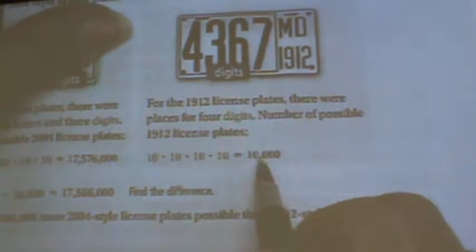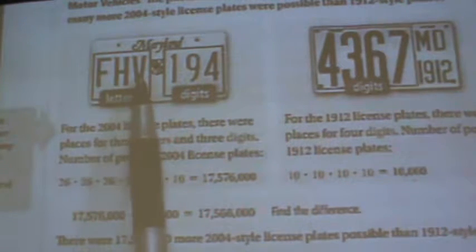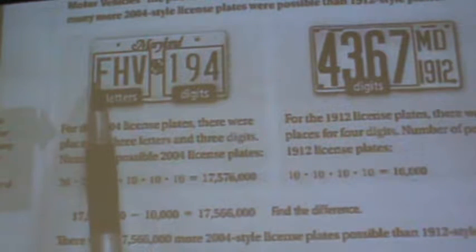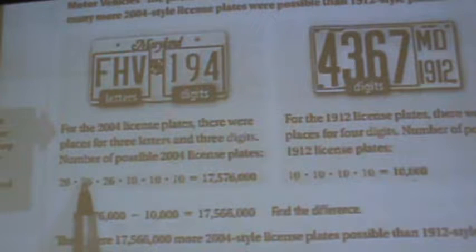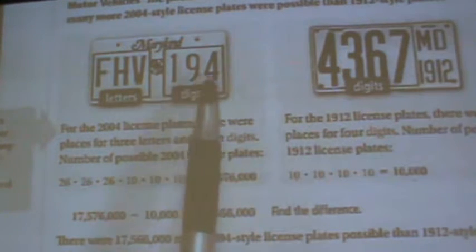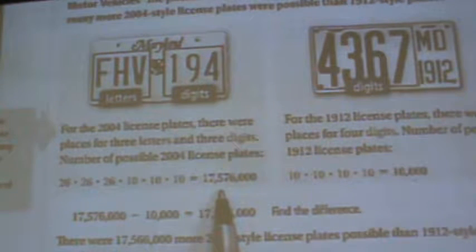And you get 10,000. Well, in the year 2004, they changed things up. They did 3 letters, followed by 3 numbers. Well, there's 26 letters of the alphabet, so 26 times 26 times 26 times 10 digits times 10 digits times 10 digits. If you multiply that out, you get 17,576,000 types of license plates.